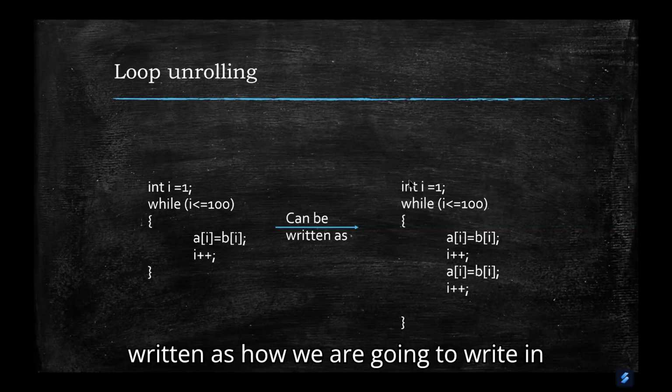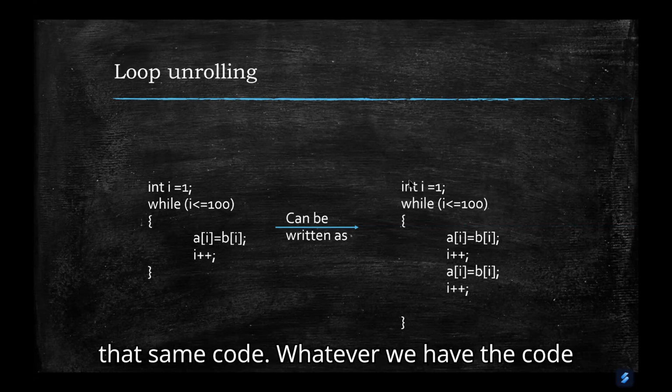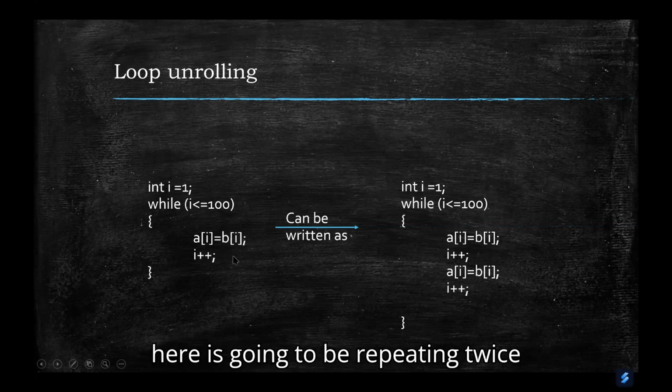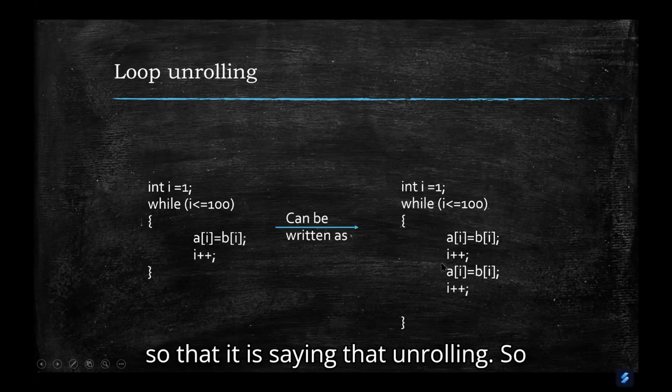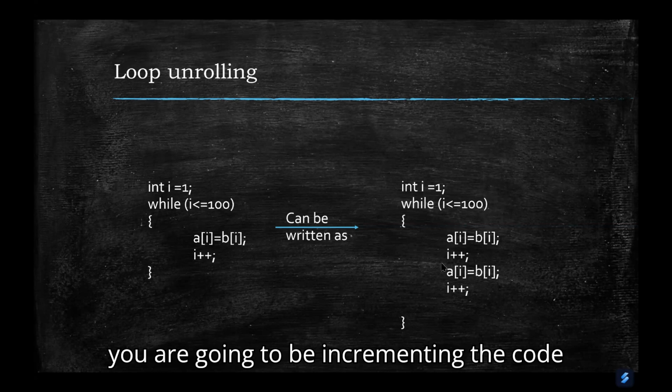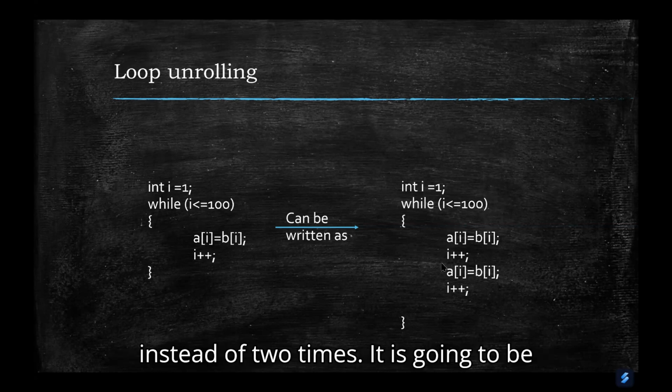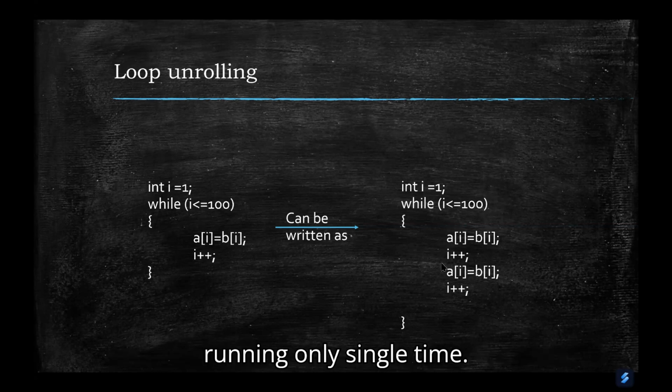This can be written in the same code as follows. Whatever code we have here is going to be repeated twice, so that it is called unrolling. So we are incrementing the code. Instead of running two times, it is going to run only a single time.